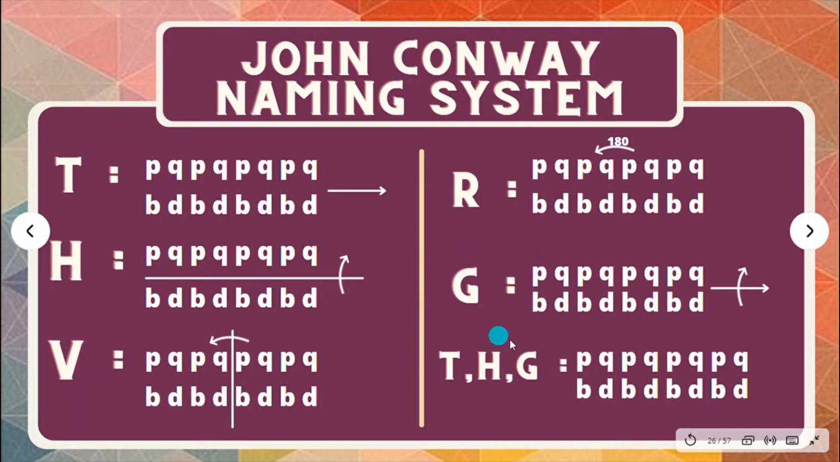Next, we have a glide reflection. We can see here that this is composed of a translation and a reflection. It satisfies both the letter T and the letter H. Now we have the combination of the T, the letter H, and the letter G. We can see that it satisfies the translations and the reflections evident here.